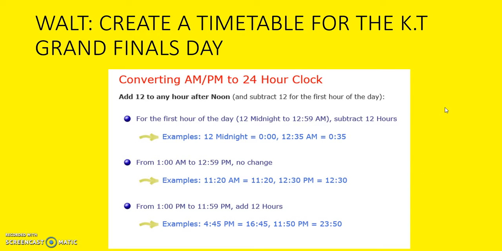Converting AM and PM to 24-hour clock: add 12 to any hour in the afternoon and subtract 12 for the first hour of the day. For the first hour of the day, 12 midnight to 12:59 AM, subtract 12 hours. Examples: 12 midnight equals 0, and 12:35 AM equals 0:35. From 1 AM to 12:59 PM, there's no change. From 1 PM to 11:59 PM, you add the 12 hours. So from 1 PM, if we add 12 hours, that would be 1300.